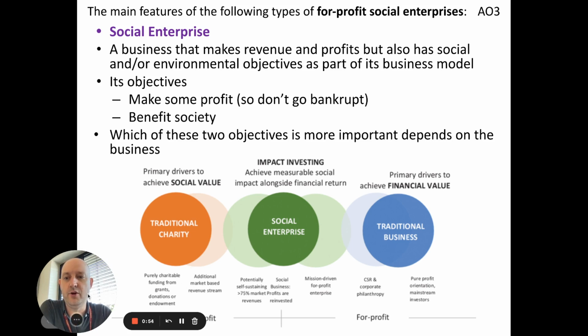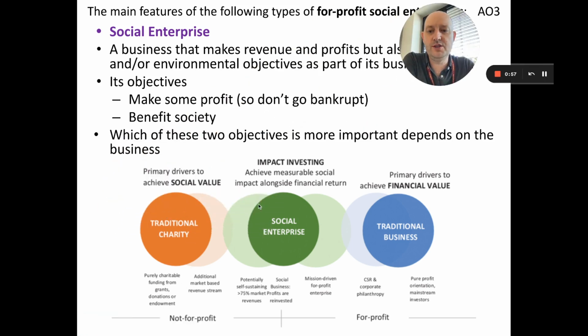So you can see down here on the left, we've got not-for-profit. On the right, we've got for-profit, and you've got traditional businesses over on the right. Traditional businesses in general have been run for profit, and the benefits to society haven't necessarily been that important. On the left, you've got the traditional charity, which is just generally run to benefit society. And then in between, you've got a sliding scale. If it's more to the right, then profit becomes more important. If it's more to the left, then benefiting society becomes more important. So where the business actually lies depends on the objectives of the business.